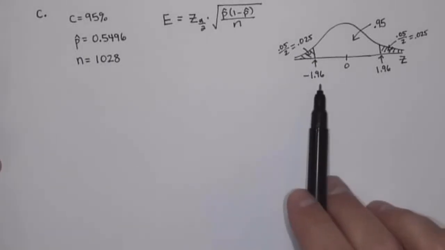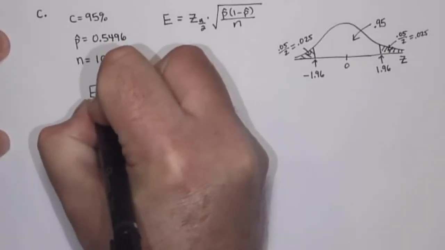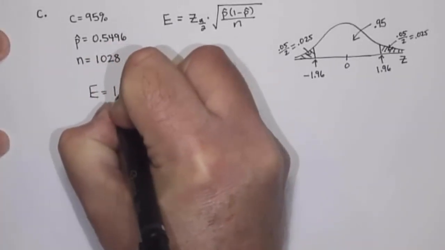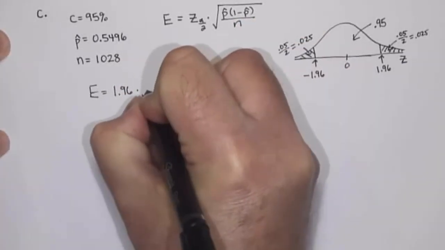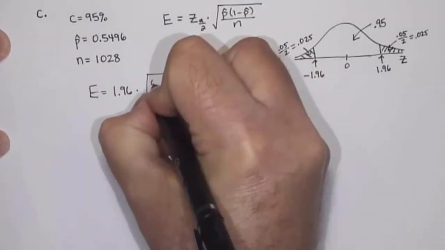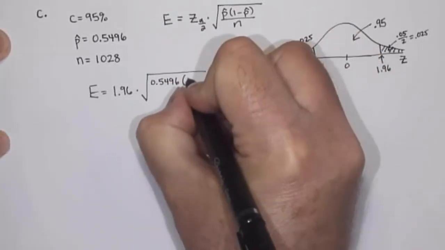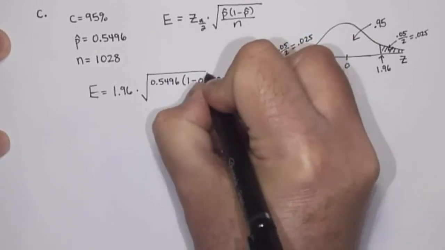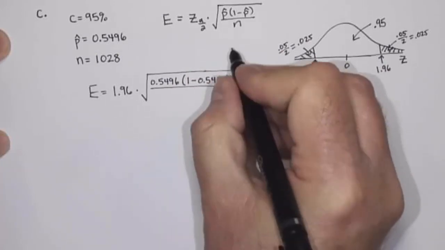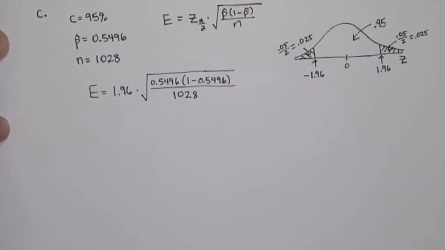Okay, anyway, once we have that value found, we have the critical value, then my margin of error is going to equal that critical value, 1.96, so that's my z sub alpha over 2, times the square root of p hat, which is 0.5496, times 1 minus that, so 1 minus 0.5496, close my parenthesis, and that's over n, which is 1028. So I need to do this calculation, and that will be my margin of error.